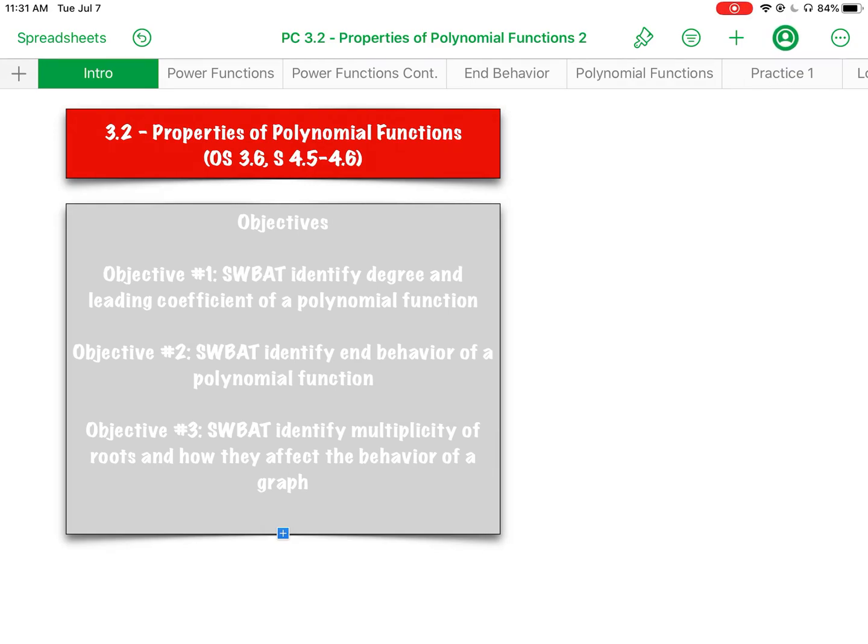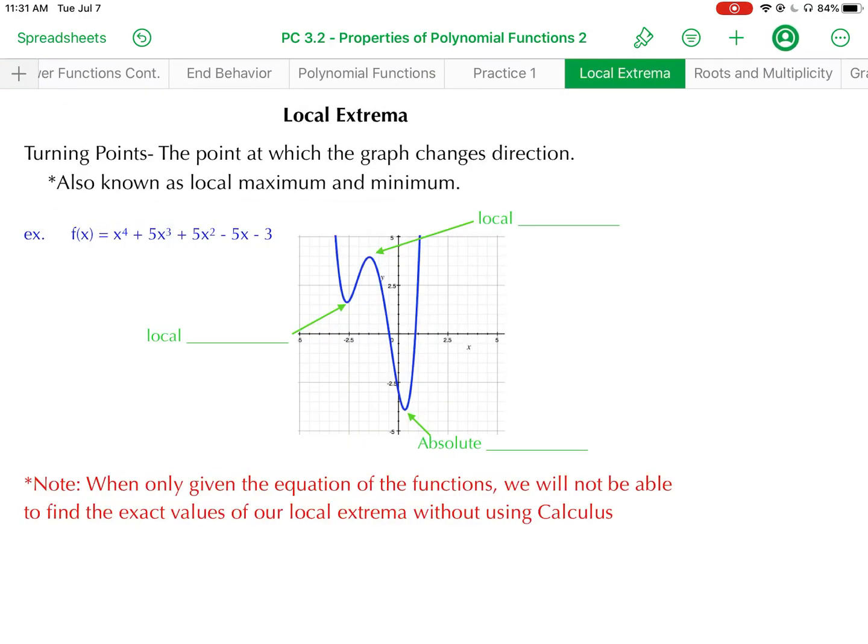All right, this is video number 2 for section 3.2. We're going to continue looking at some different properties and characteristics of the graphs of a polynomial function. Okay, we're going to scroll over to where it says local extrema, and we're going to review this concept that we saw in an earlier chapter.